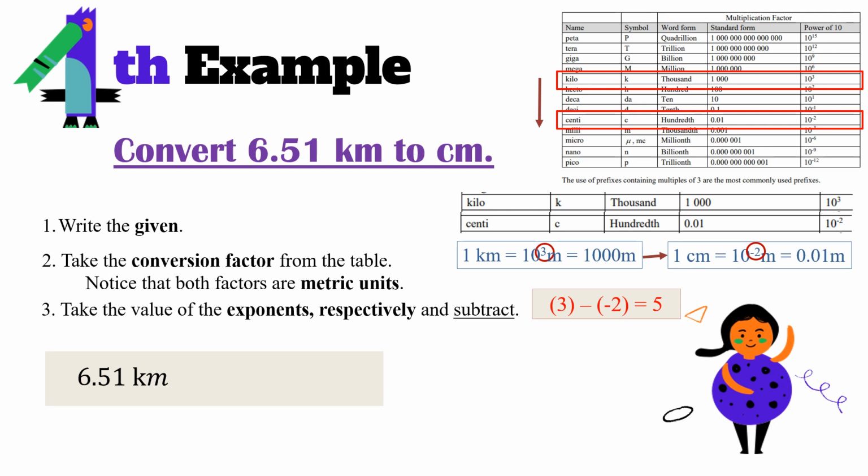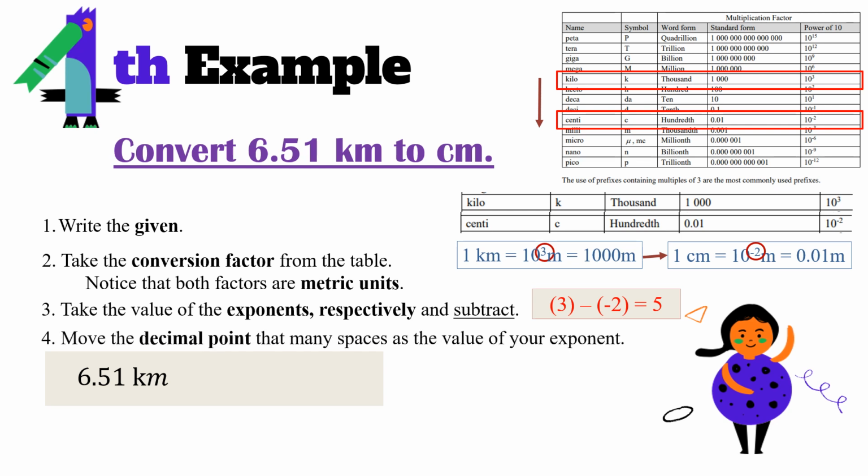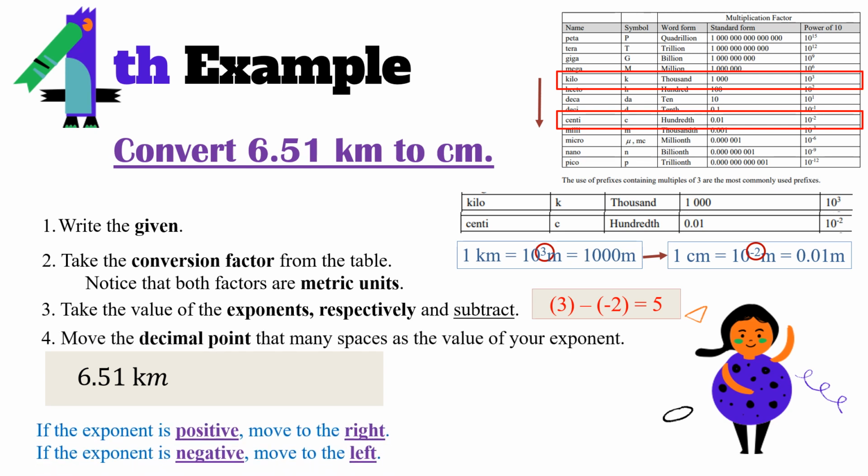Okay, now you have to move the decimal point that many spaces as the value of your exponent. Since your exponent is positive, you have to move to the right. Okay, now move your decimal point 5 times to the right. You will get 651,000 centimeters.